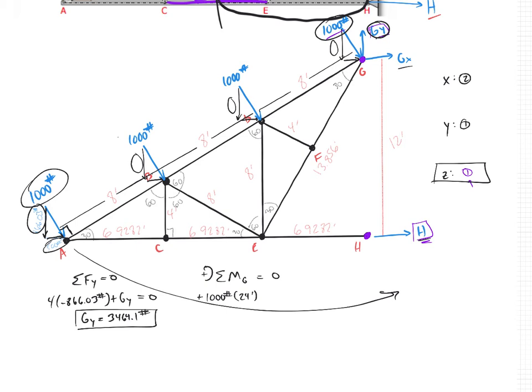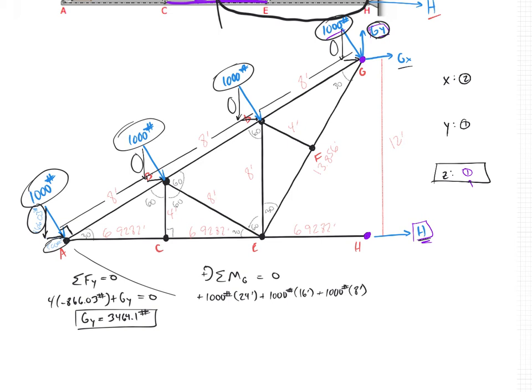Then we're going to do this 1,000. It's causing rotation in the same direction, and its moment arm is only 16 feet. And then we'll do this 1,000, and its moment arm is 8 feet. And let's get this out of the way because it's kind of annoying.